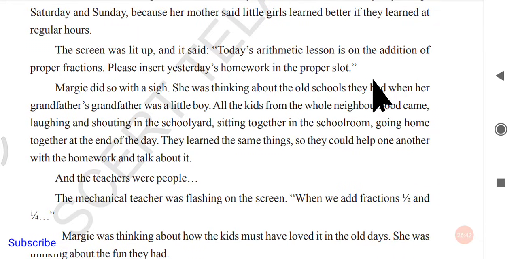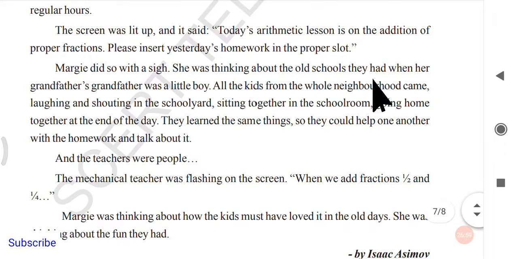So what did the mechanical teacher say? Today we are going to do this thing in maths, and where is your homework? Usually teachers ask in the class, where is your homework, show me. Just like that, just insert your yesterday's homework into the slot. So that was the announcement from the teacher. Margie did so with a sigh.